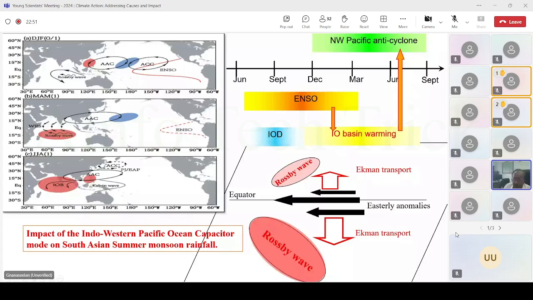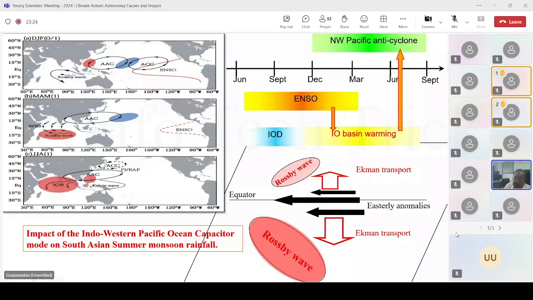You can see the ENSO time scale persists up to the next March, whereas IOD is very short-lived. Maybe by October, November they are gone, but immediately after that, when ENSO is there is a basin-wide warming, and they interact with their feedback to the Northwest Pacific, and both the Northwest Pacific anticyclone and the Indian Ocean basin mode persist up to the next June, July, or August.